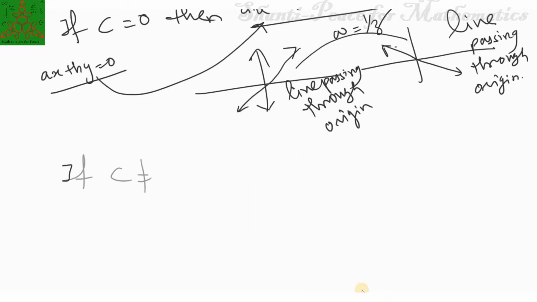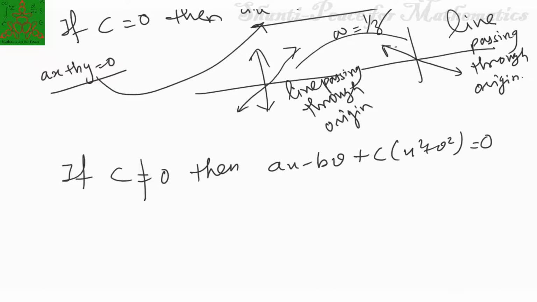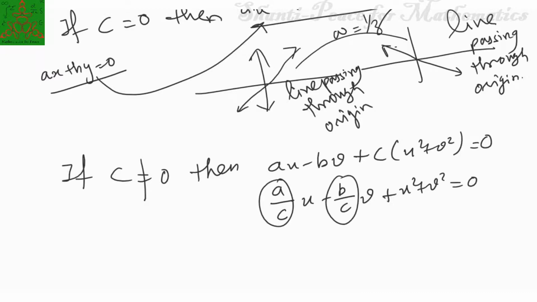The second case: c is non-zero. Then you will have au minus bv plus c times u square plus v square equal to 0. You just divide by c, and you will have a upon c u minus b upon c v plus u square plus v square is equal to 0. This will represent a circle if this quantity square plus this quantity square is greater than 0, which is already the case, because a square plus b square upon c square is always greater than 0, because a square plus b square is never 0.